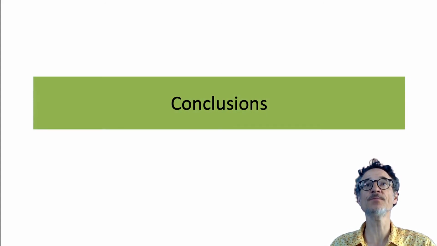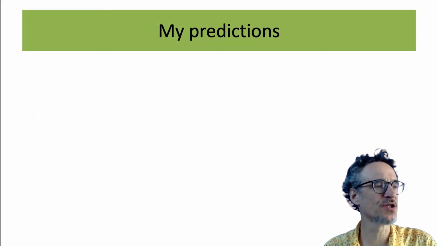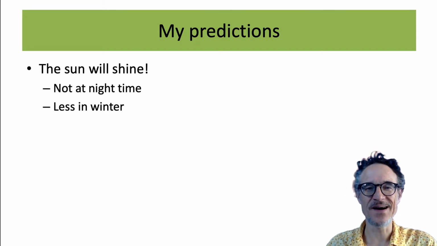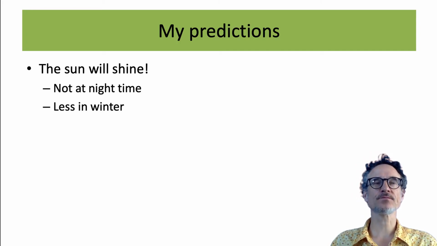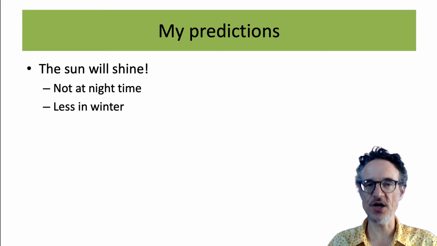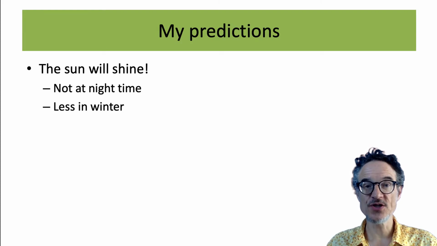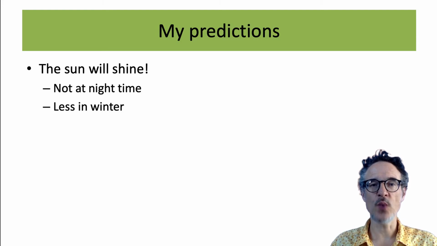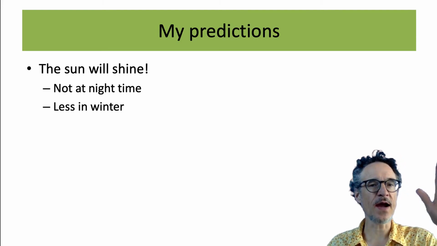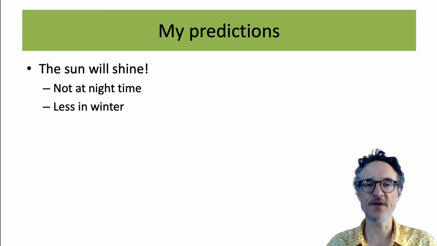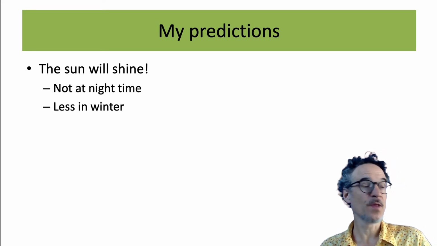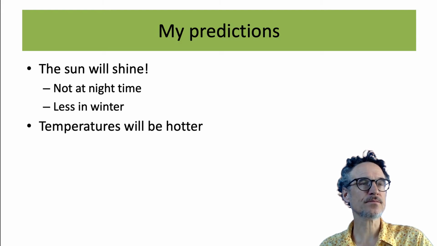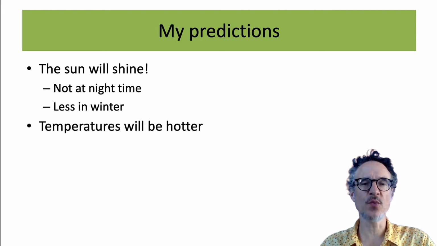Before we go on to the conclusion, I'm just going to start with some predictions. My first prediction is that the sun will shine. The sun is not going to stop shining, but it will not shine at night time, and it will shine less in the winter. So one thing that is very predictable is the sun and where it will be. You can work out the angles, you can work out the angles at the time of year. That's all very, very predictable. However, we can't predict the weather.